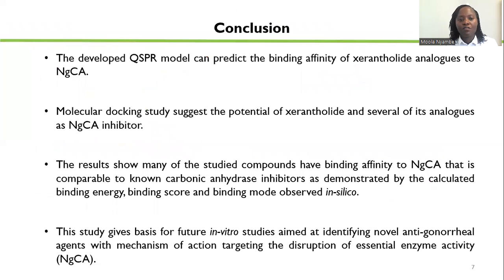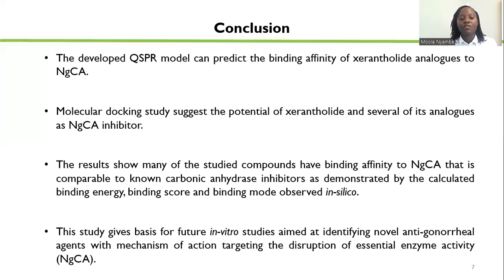So a model was developed, and it was shown that it's able to predict the binding affinity of xerantholide's analogues to NGCA. Molecular docking studies suggest the potential of xerantholide and several of its analogues as NGCA inhibitors. And these results show that many of the studied compounds have binding affinity that is comparable to known carbonic anhydrase inhibitors.